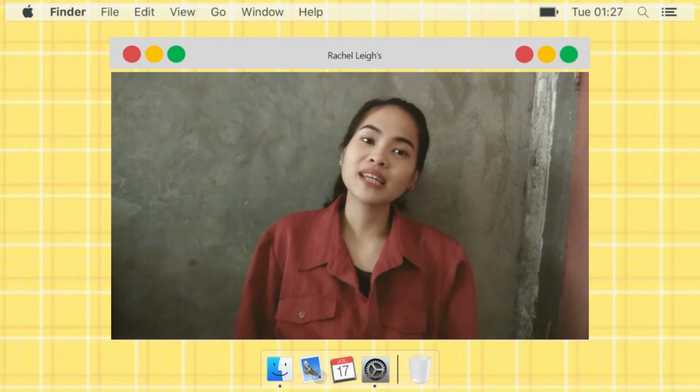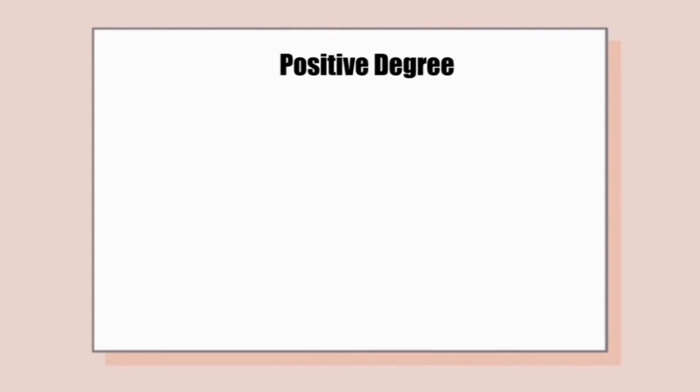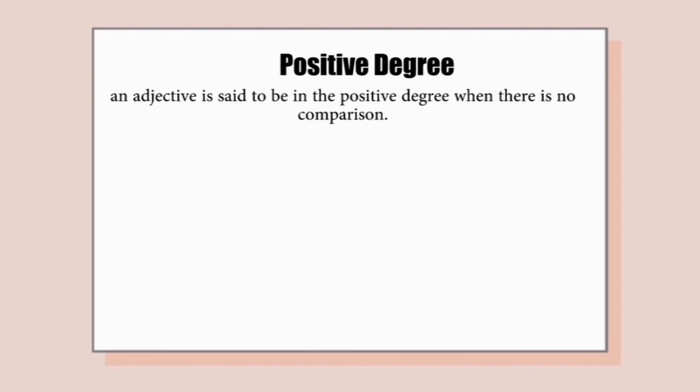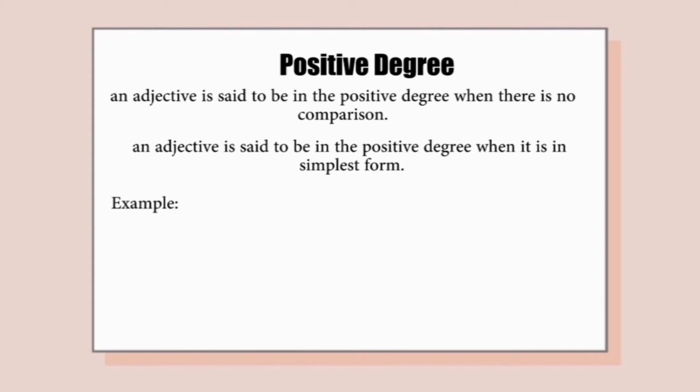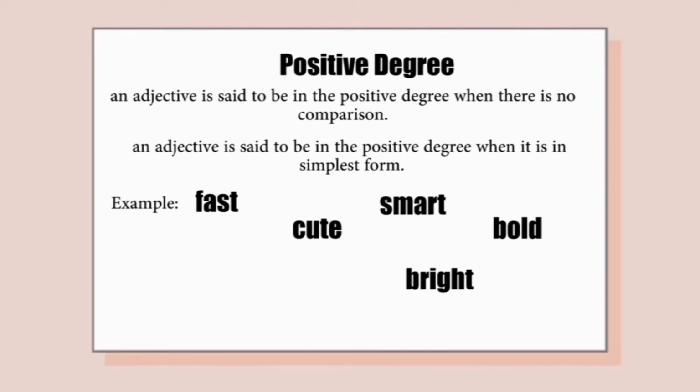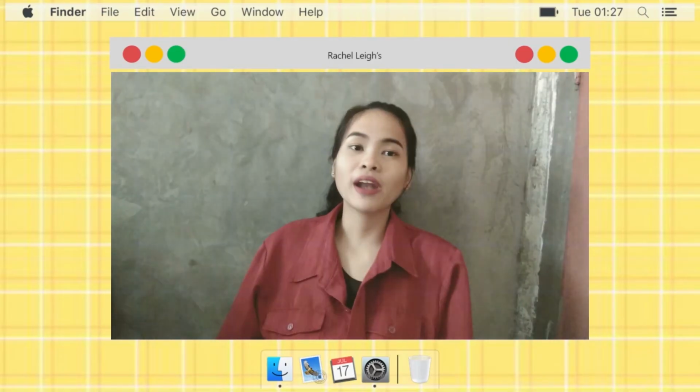Now first is the positive degree. An adjective is in positive degree when it doesn't show any comparison. It's in the simplest form. For example, adjectives such as fast, cute, smart, bold, bright, they are just in simple form. There is no comparison.